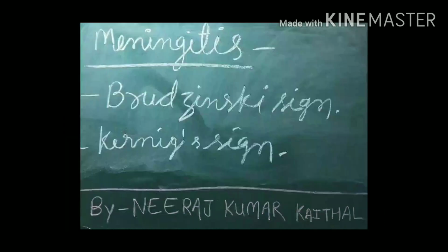Next, meningitis. Inflammation of brain and spinal cord membranes, typically caused by infection. It may be viral, bacterial or fungal, known as meningitis. Important signs of this disease are Brudzinski sign and Kernig's sign.